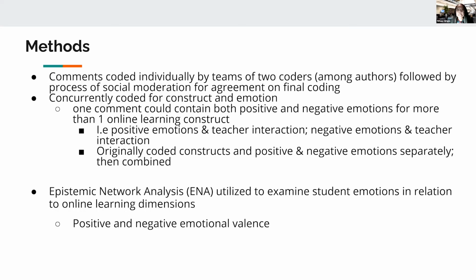In terms of our methods, we did coding in teams of 2. So all of the authors were also coding. We coded individually, and then we got together with our pair to do a process of social moderation for agreement on final coding. We coded concurrently for construct and emotion. So for example, there could be one construct such as format, but it might have a negative and a positive emotion associated. There were some where maybe they had 2 positive emotions depending on what the student said in the utterance. And I'll show an example of the utterance shortly.